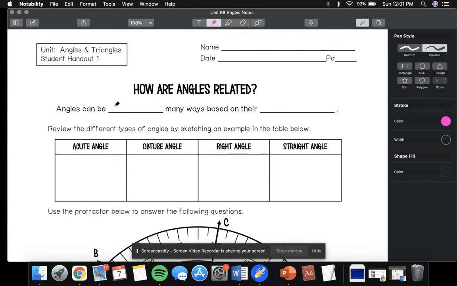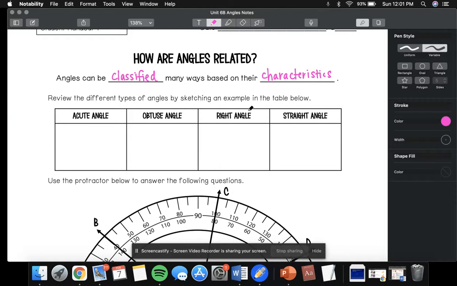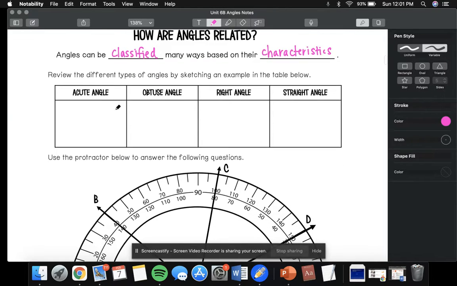So angles can be classified many ways based on their characteristics. So this is what we're going to spend the next couple of weeks just talking about, is what angles are and the relationships that they have. Okay, so back in elementary school, I think you guys talked about what acute, obtuse, and right angles are.